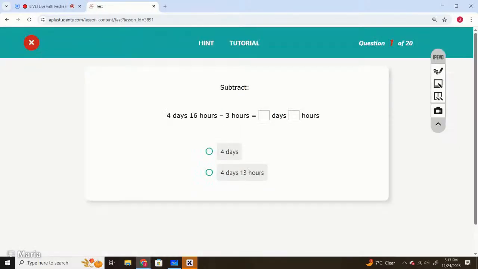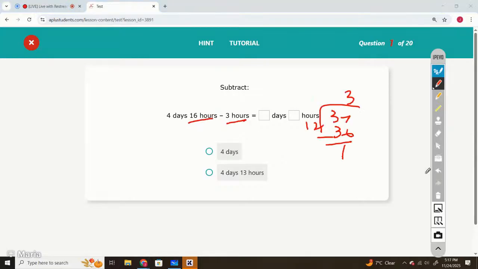Okay, so 4 days 16 hours minus 3 hours. So always subtract hours to hours and minutes to minutes, right? So 4 days 16 hours. We do not have the days in the second option, right? We are just given the hours. So just subtract the hours. 16 minus 3 is 13. So we have 4 days and 13 hours. Option number 2 is the correct option.